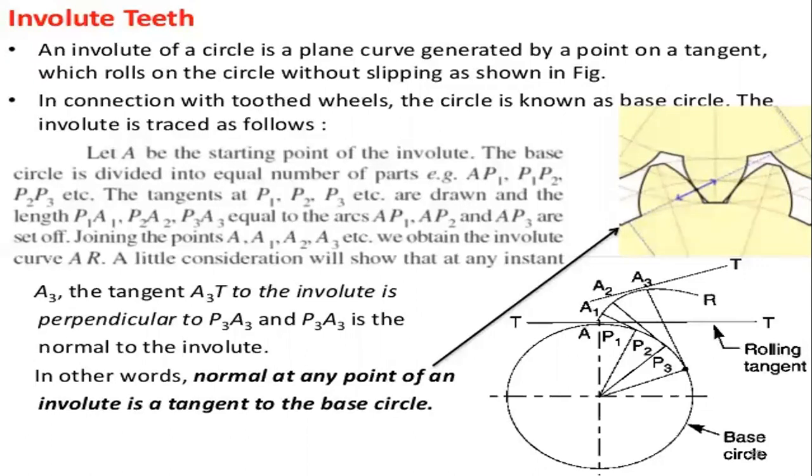Then the tangents from those points, that is P1, P2, P3, etc., are drawn, and the lengths P1A1, P2A2, P3A3 are equal to the arcs taken on the circle. So these are the lengths taken, and A, P1, P2, P3 are the set of points from that tangent.